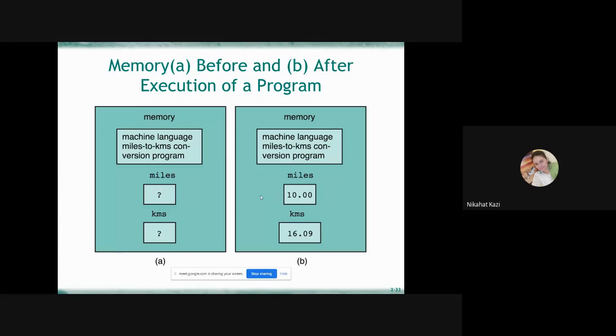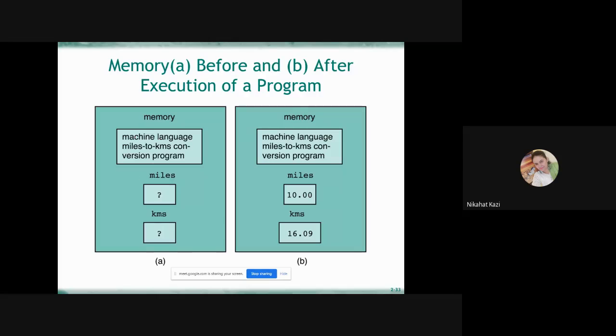The first part of a C program: inside main, the first statements that you write are variable declarations, followed by a list of executable statements. That is the flow. Okay, this screenshot actually shows the memory before and after the execution of a program. These are the variables.